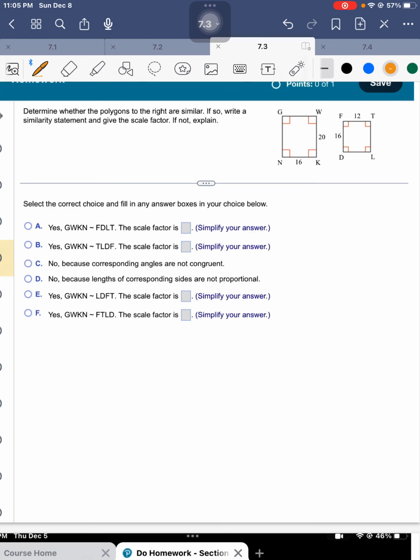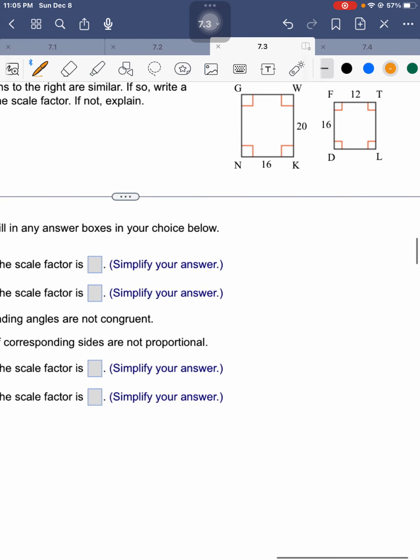Okay. So now, determine whether the polygons to the right are similar. Okay, so they're trying to trick us by saying, oh look, congruent, congruent, congruent. So all the angles are congruent, so they must be similar. But remember, the sides must be proportional.